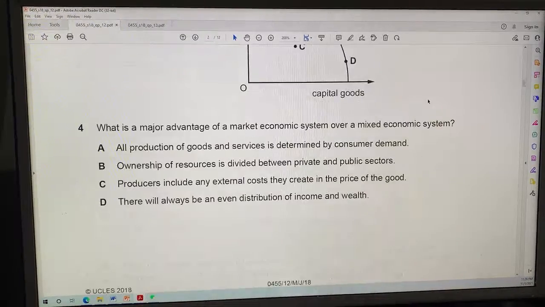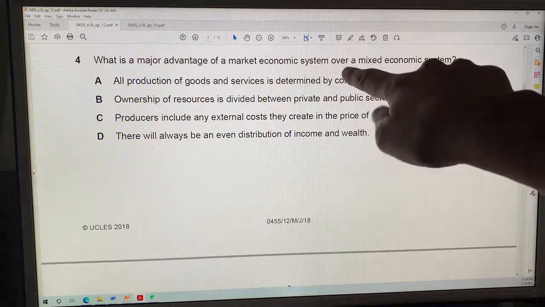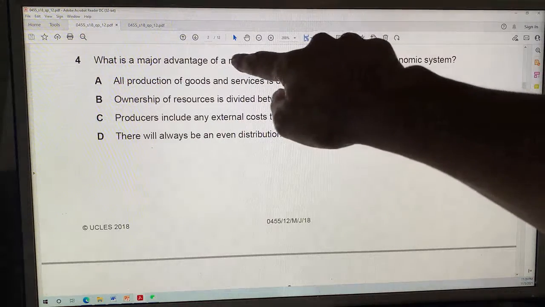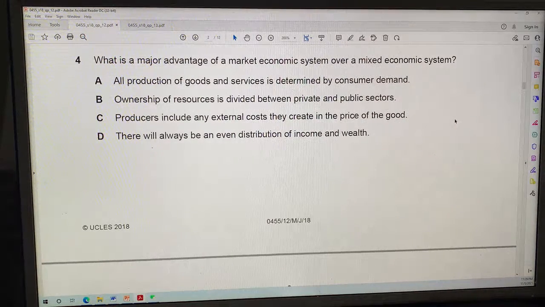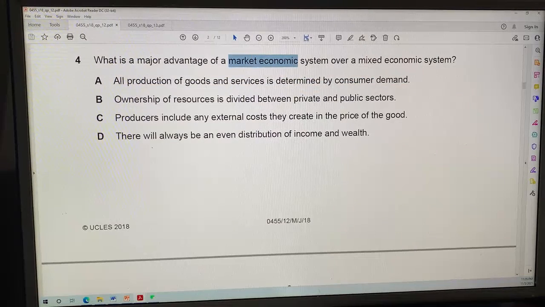Question 4. Here's question 4. What is a major advantage of a market economic system over a mixed economic system? So compare market economics with mixed economics. And the first answer, A, says all production of goods and services is determined by consumer demand. This might be an advantage of a market system over a mixed system.